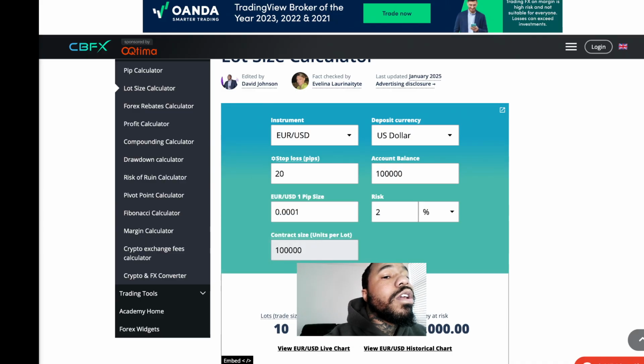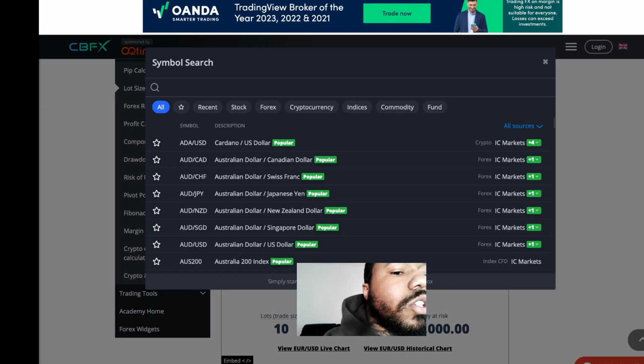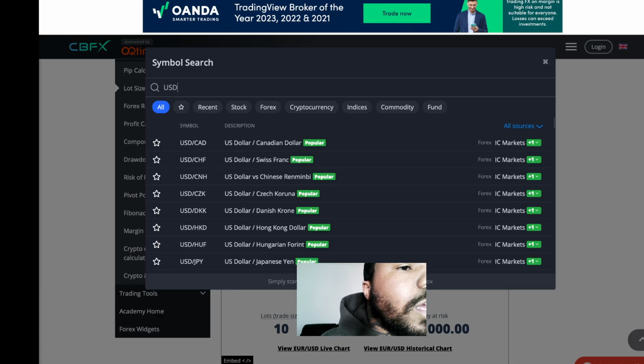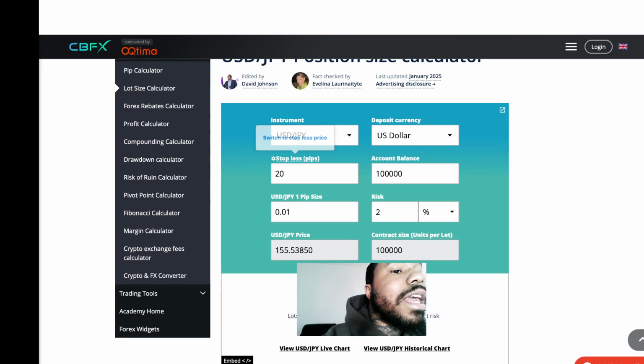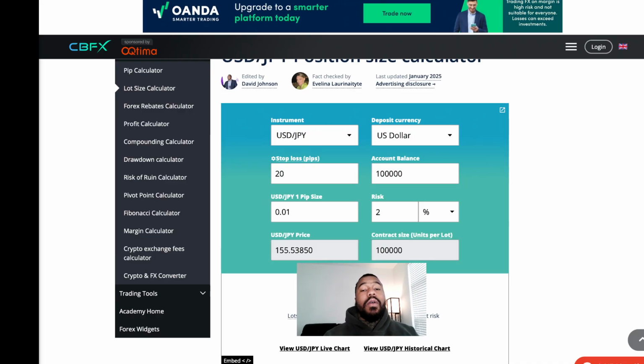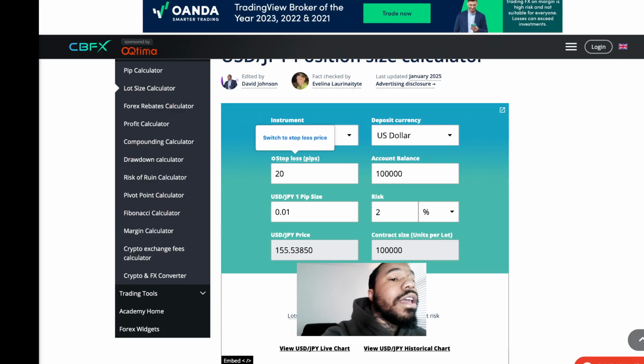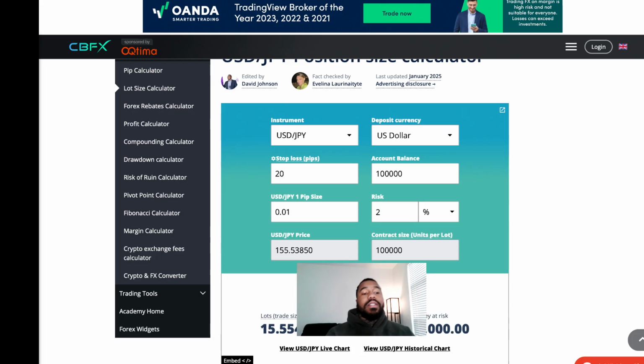This is very important, because if we go to another currency pair, let's try USD/JPY. Boom. We're going to do the same exact thing with the same exact numbers, and watch, it's a different result. And this is why you need to have this, because you're not going to be able to do this mental math. So like I said, instrument USD/JPY, US dollar, 20 pip stop, $100,000 balance, 0.01 pip, risk 2%. You can flip through the risk, you can go up, you can go down, but we're going to keep it at 2%. And it has the USD price, contract size 100,000 per lot. Boom, we're going to calculate it. And right here, you can see that we have 15 lots on this pair that we can use, rather than the 10 lot on EUR/USD.